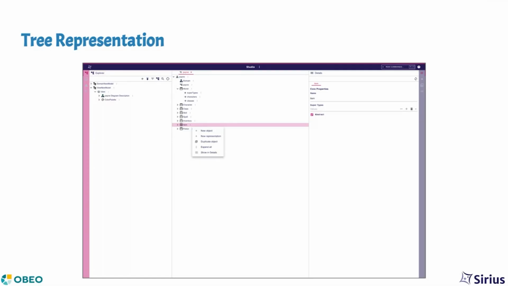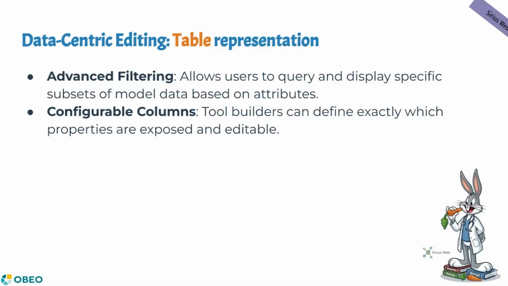From a technical point of view, this is a real Sirius Web representation, not an auxiliary navigation widget. This means it can be configured with the same modeling logic and integrated naturally into the Workbench. It gives users an efficient way to browse and edit the model structure directly, especially when hierarchy matters more than layout. And for some use cases, even a tree is not the most natural representation.